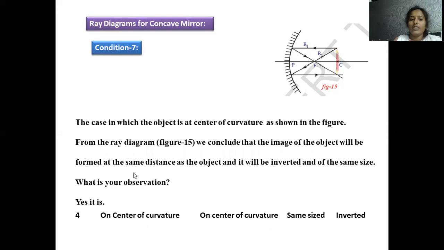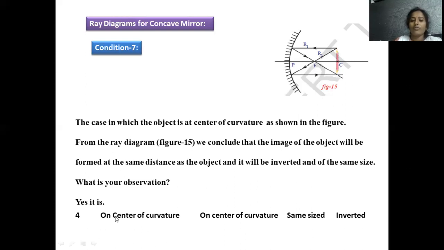Right. So this is figure 15, where we conclude that the image of the object will be formed at the same distance. Wherever the object is, there only you get its image. You can clearly identify that the object is placed in a vertical manner, and the image is formed in an inverted manner, but at the same place. So it is also obtained at the center of curvature, but inverted. It will be inverted and of the same size. Whatever the size of the object is, an image of the same size will be generated, only inverted. Right. What is your observation?